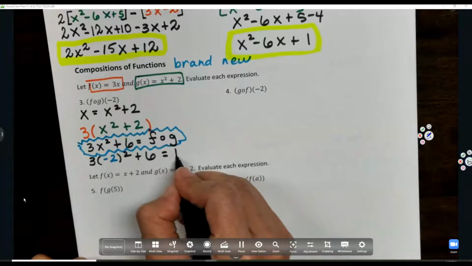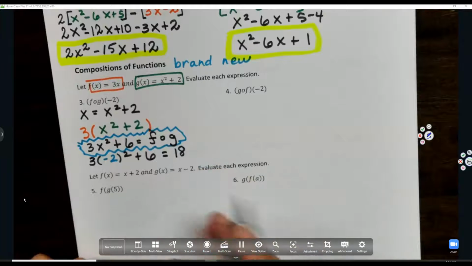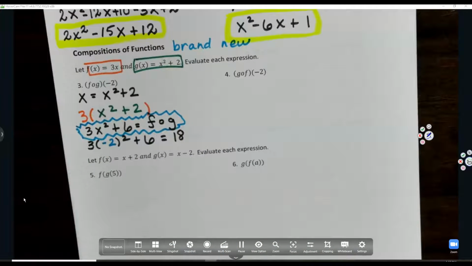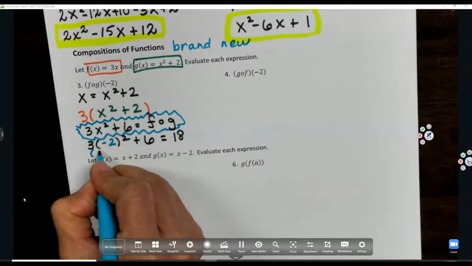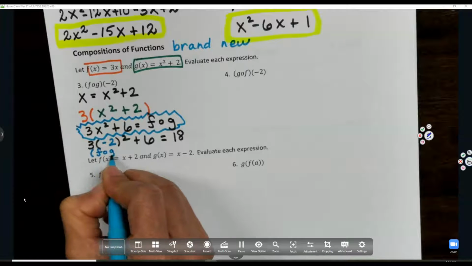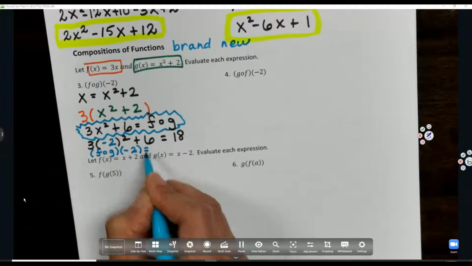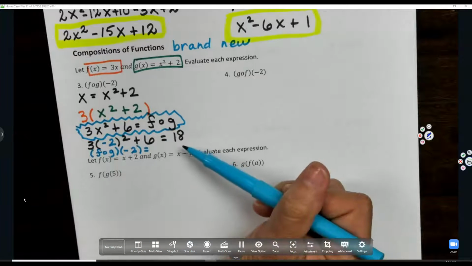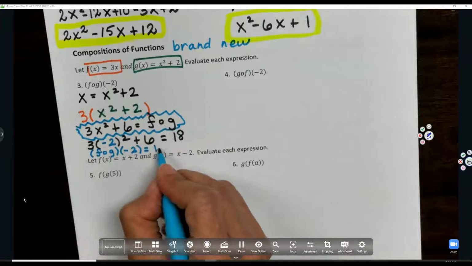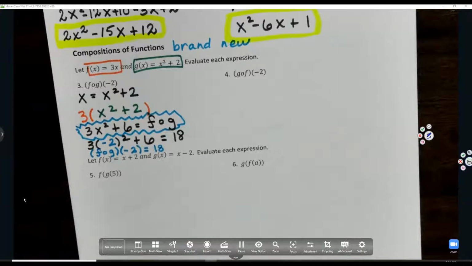So let's write 18. And then I almost ran out of room, but I can squeeze it in. I'm going to show you what the final answer looks like in this composition form. It is going to be f of g, and then I'm going to rewrite the input of a negative 2. And then what does that equal? What is the output we got? 18. I'm just going to write an 18 right there. So again, I'm just dropping one into the other. That's it. Let's look at number 4.